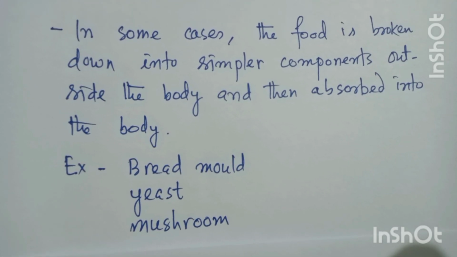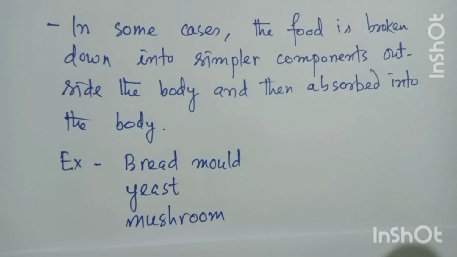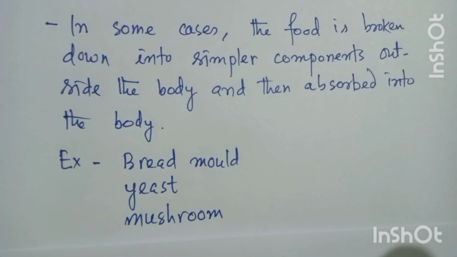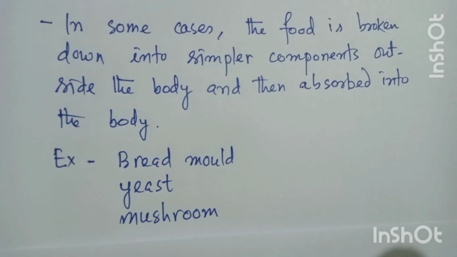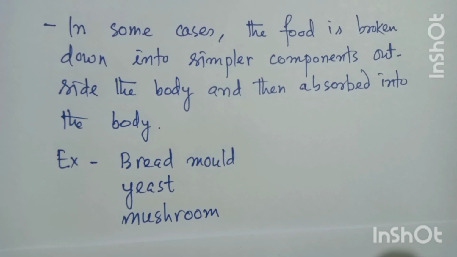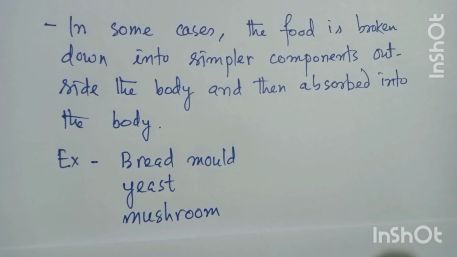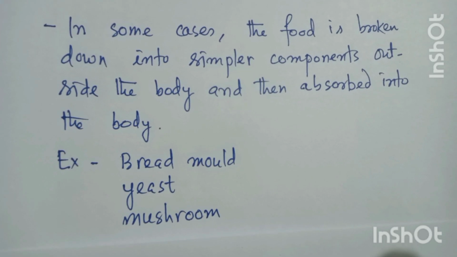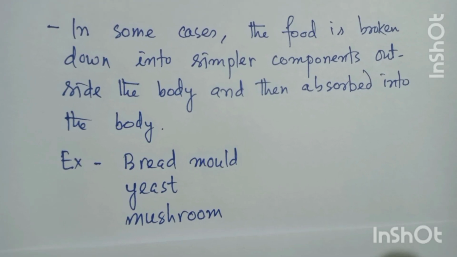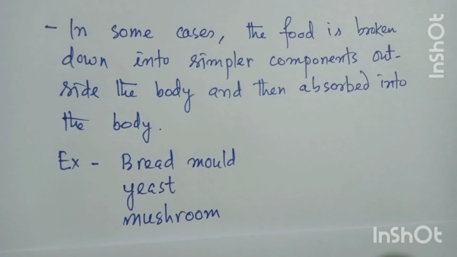In some cases, the food is broken down into simpler components outside the body, and then these simpler materials are absorbed into the body. For example, bread mold, yeast, mushroom. So these usually depend on dead and decaying materials.